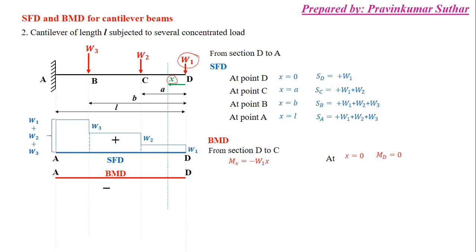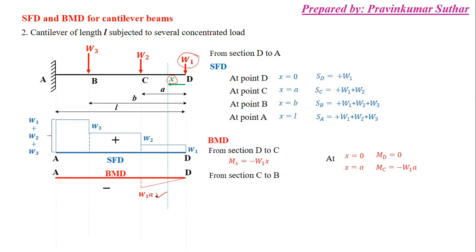equal to 0. So at point D, the bending moment is 0, and at point A, the bending moment is minus W1a, because we have put the value of x is equal to a. So finally the bending moment at point C is equal to W1a. So simply you can see here, W1a.